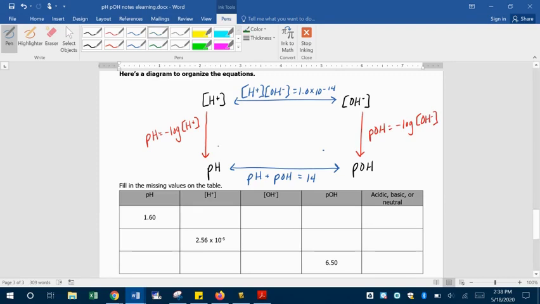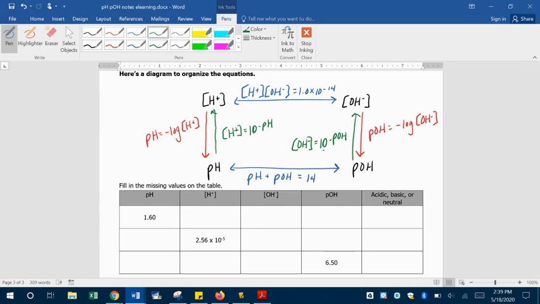And then last but not least, in order to go from pH to the hydrogen ion concentration, the concentration equals 10 to the negative pH. And if we want to go from pOH to the hydroxide ion concentration, it is going to be 10 to the negative pOH. So this little diagram can help you.